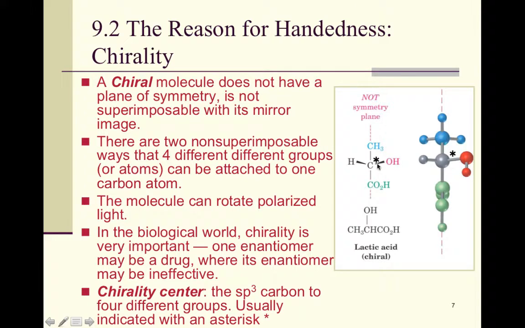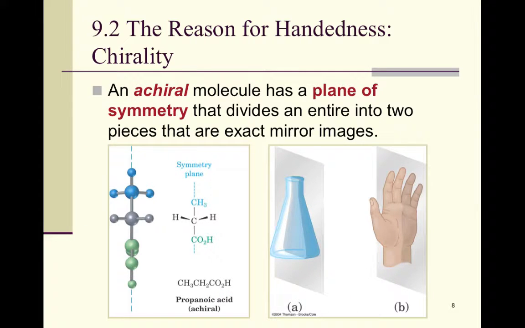And again, we can indicate a chiral center or a chiral carbon using an asterisk. An achiral molecule has a plane of symmetry that divides it into 2 entire pieces that are exact mirror images. Propanoic acid is achiral. We can see that if we take a look down on the center of this model, both the right and the left hand side are identical to each other. It has a mirror image.